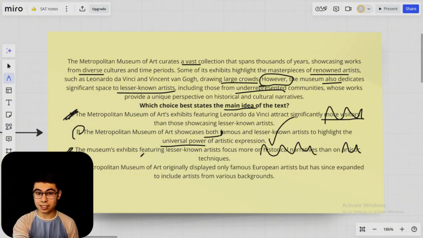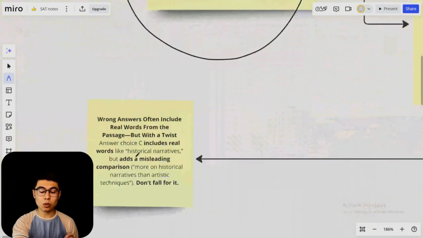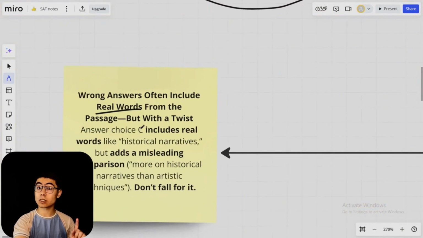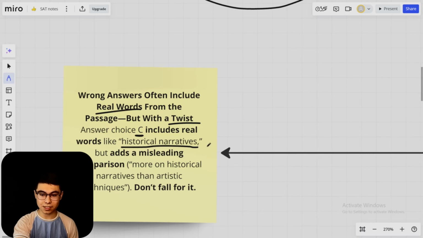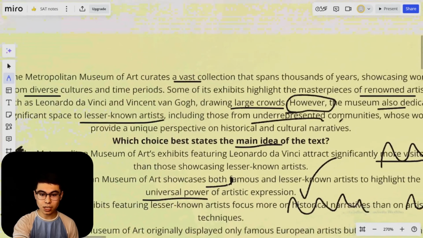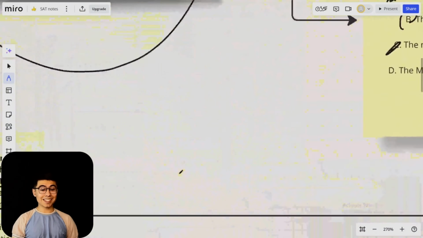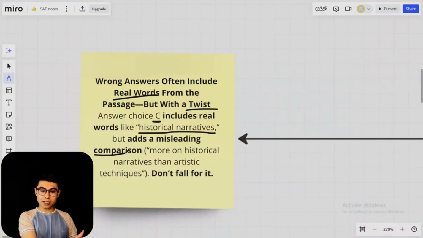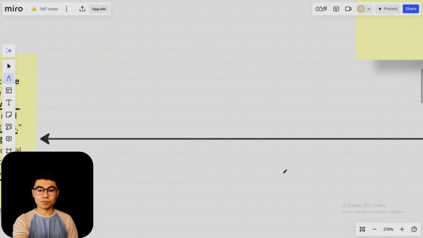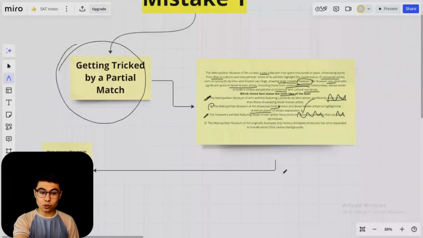And in addition to that, this wrong answer choice includes real words from the passage, but with a twist. Choice C here includes real words from the passage, like historical narratives. Let me show you the same exact words, historical narratives. So it's using the exact same phrase, but it adds a misleading comparison, more on historical narratives than artistic techniques. So make sure that you don't fall for it. And that's why choice C is wrong.